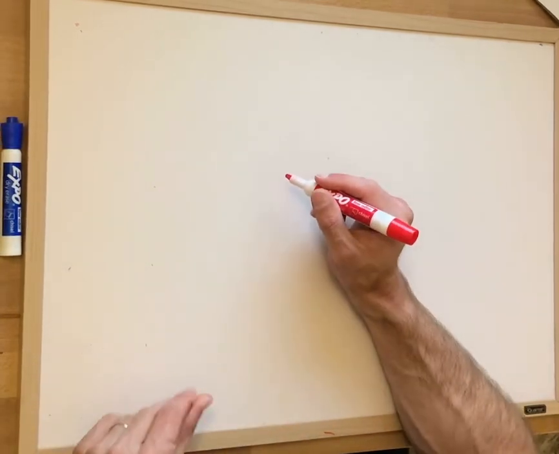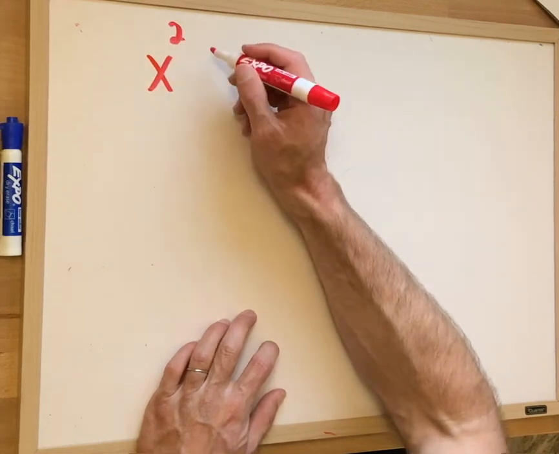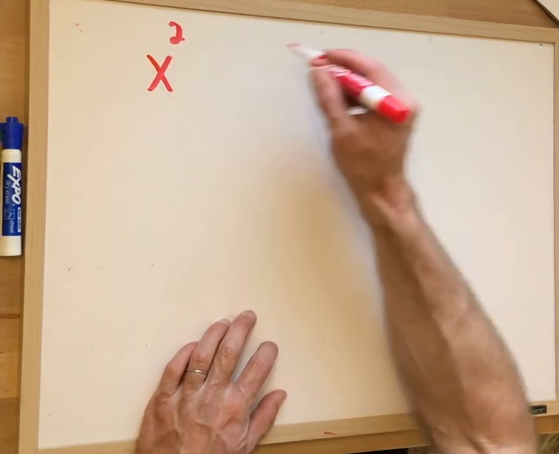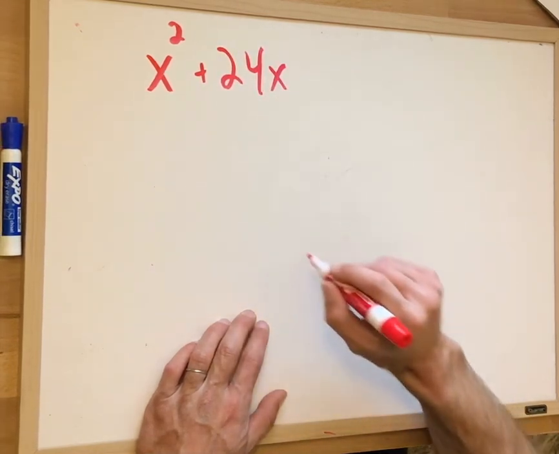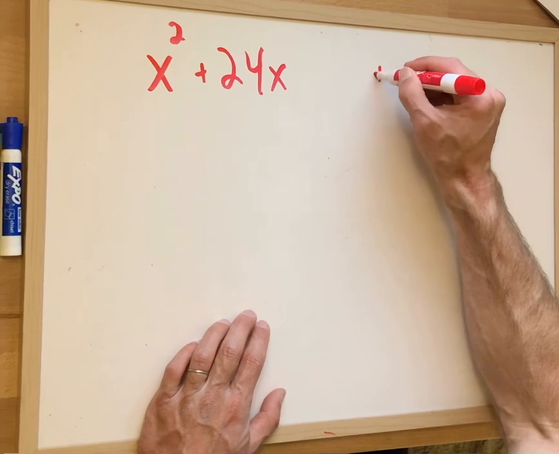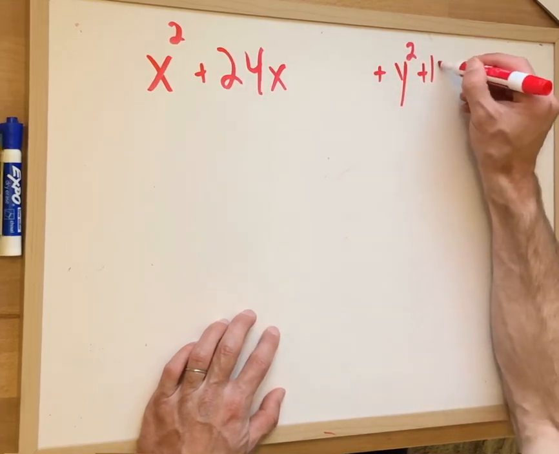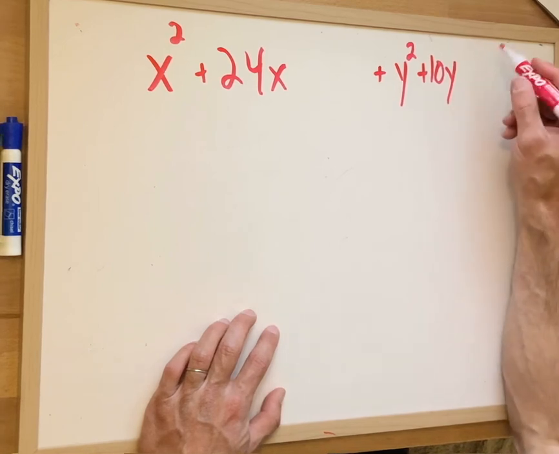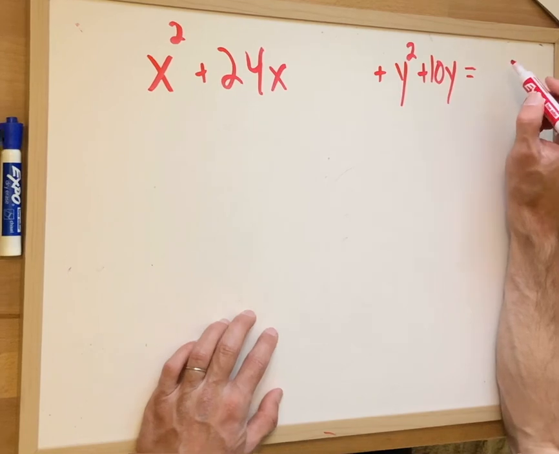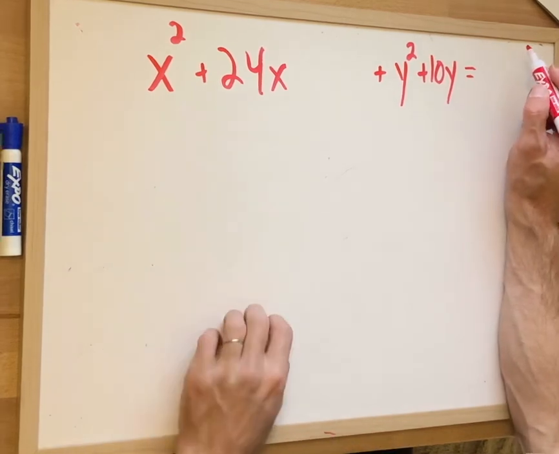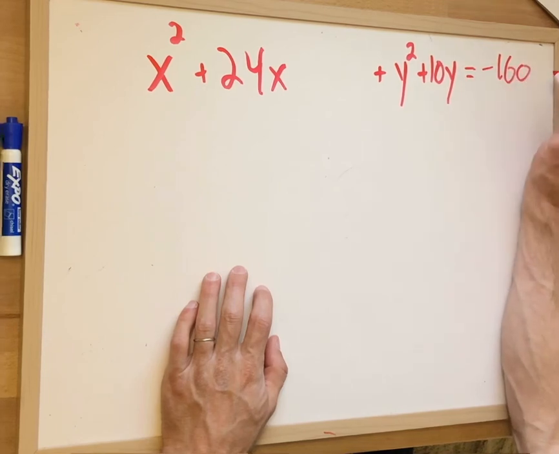So what I'm going to do is I'm going to group my x's together first. I'm going to move that 24x to the other side by adding it. I'm going to group my y's together. And I am going to leave this negative 160 over here.